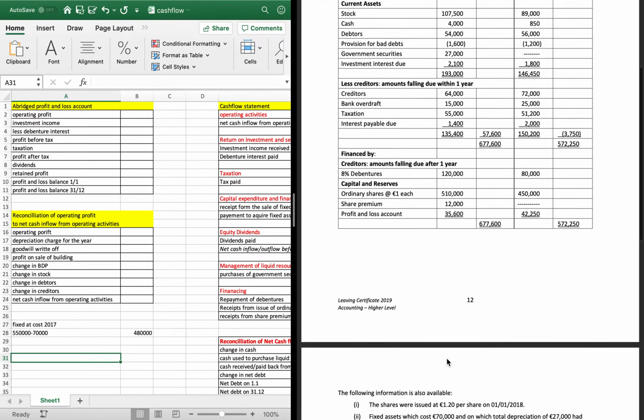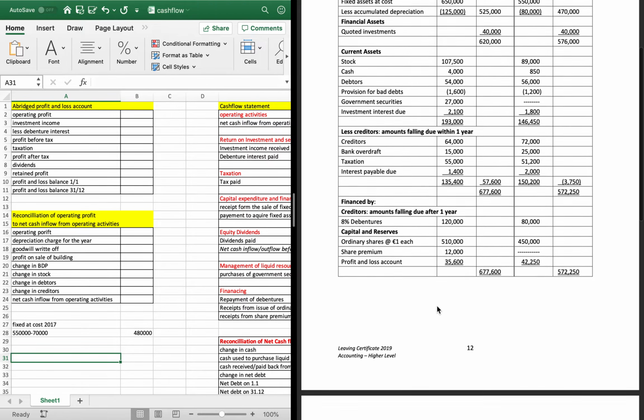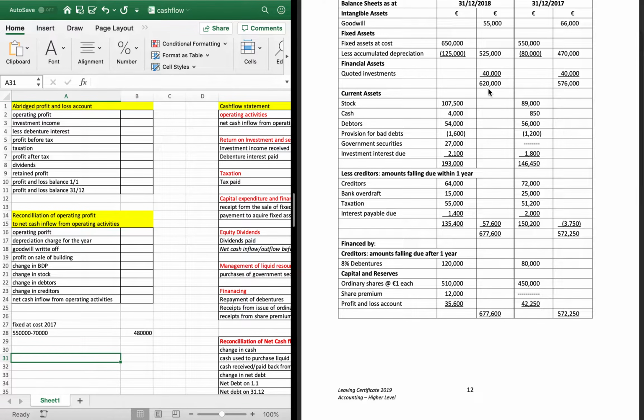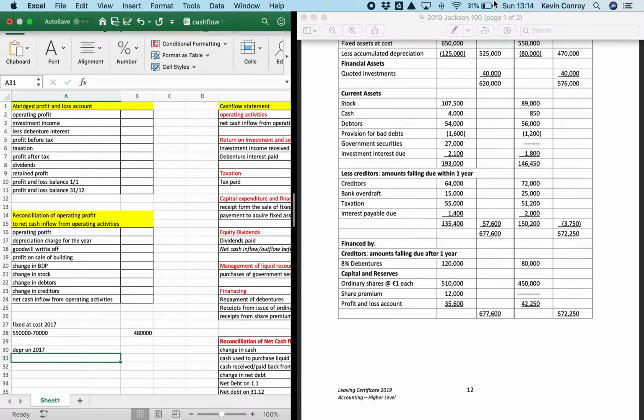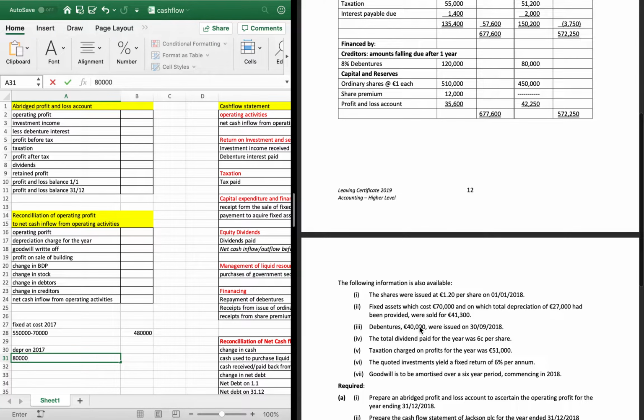The second thing I'm going to look at: it tells us the depreciation had been provided. If we've sold the asset, we've also sold its depreciation. So the depreciation at cost, or the depreciation on 2017, is 80,000, but it also includes this 27,000. So I'm going to take that away, and that is 53,000.